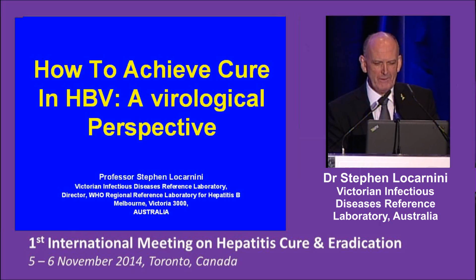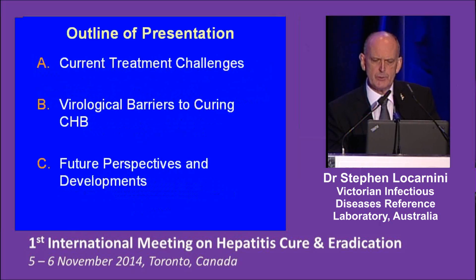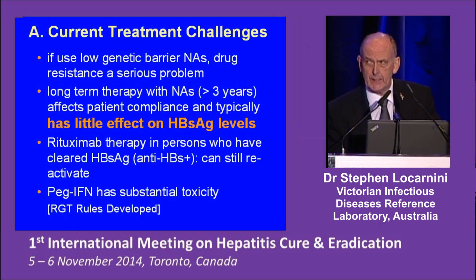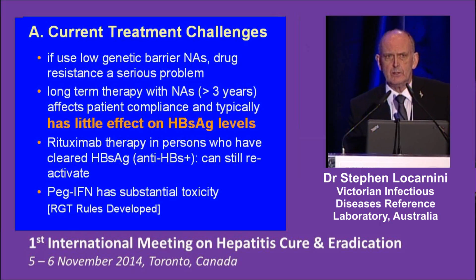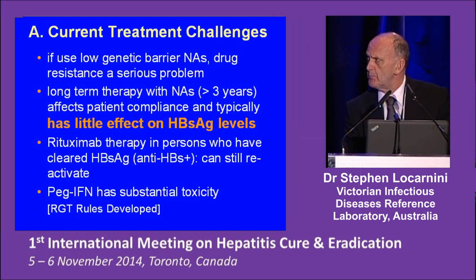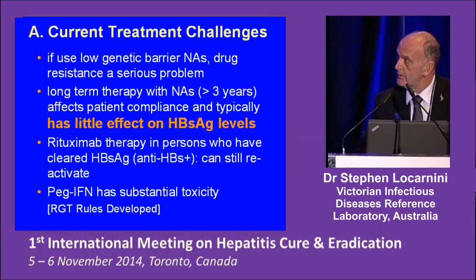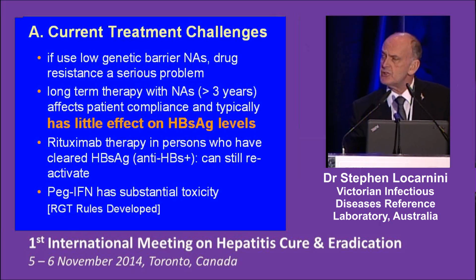Okay. The organisers have asked me to give a talk on how to achieve a cure, and a lot of my presentation has been covered by previous speakers, so I'll really just give you the virologist overview and briefly discuss treatment challenges, virological barriers, and future perspectives. And I think, again, most of this has been covered, that if we do use low genetic barrier drugs like lamivudine, then resistance is a serious issue. The long-term therapy compliance is another issue. And unfortunately, as we've heard, it has little effect on surface antigen.